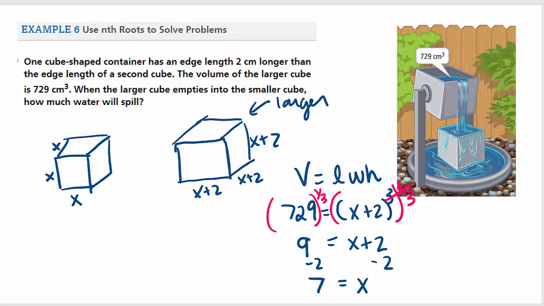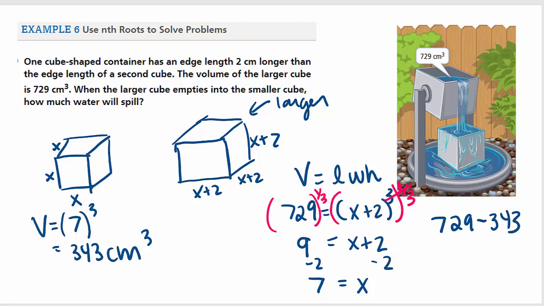So let's see what the volume of our smaller cube is. Well, really, since each side is 7, we really just have 7 cubed, which is equal to 343 cubic centimeters. When the larger cube empties into the smaller cube, how much water is spilled? So if we have 729 cubic centimeters of water in the larger one, and 343 cubic centimeters in the smaller one that can enter the smaller one, we will subtract the two numbers to find the difference, which will equal our spillage.